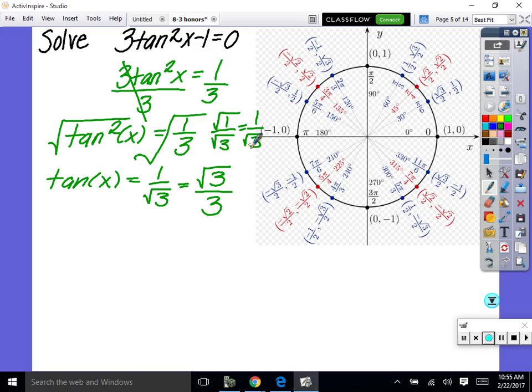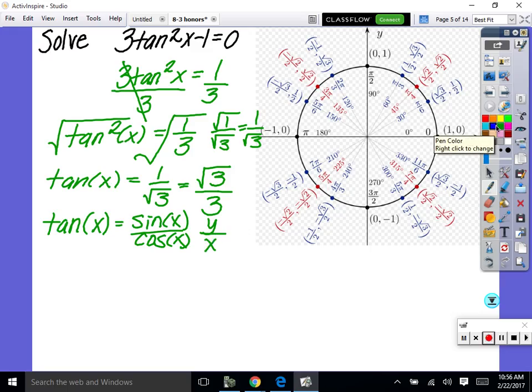Any questions on that? Okay, now it says when is the tangent square root of 3 over 3? So we've got to look. Remember what tangent is. You have to maybe remind yourself. Tangent is sine of x over cosine of x, which is really y over x. So which y over x will simplify to be this value? 30 degrees or 60 degrees? Which one? So let's test it.